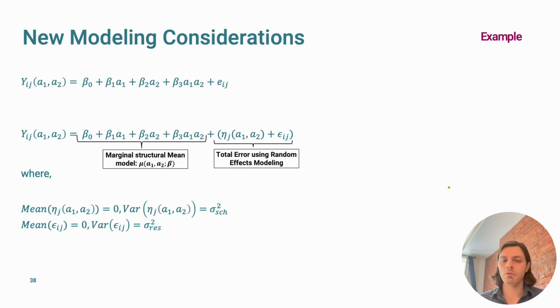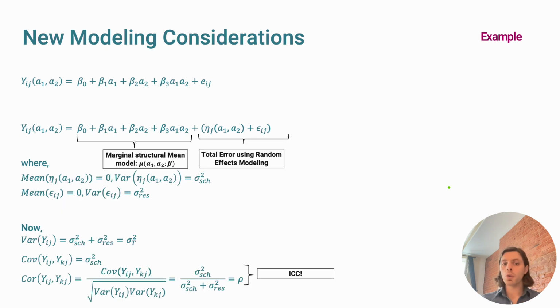Now from random effects literature, we know that the mean of this random intercept is going to be 0. And for now, we're going to say the variance of that eta_j term, the variance of the school intercept, we're just going to denote as sigma squared sub school. So we're just saying that's our school level variance. Our residual error is going to be mean 0 as well, and we're going to denote its variance as sigma squared sub res for residual error.